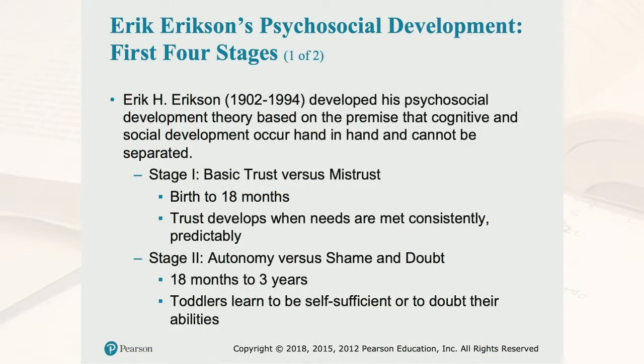The second stage, autonomy versus shame and doubt, occurs between the ages of 18 months and 3 years. Around age 2, a typical toddler will start using the word no. A typical toddler will be exploring their environment and maybe getting into a little bit of mischief.